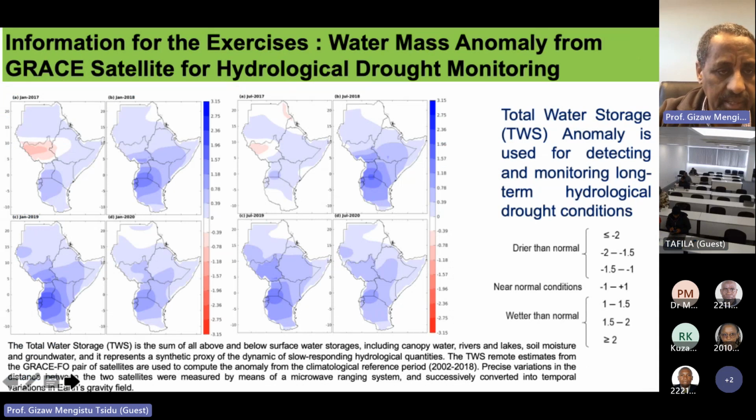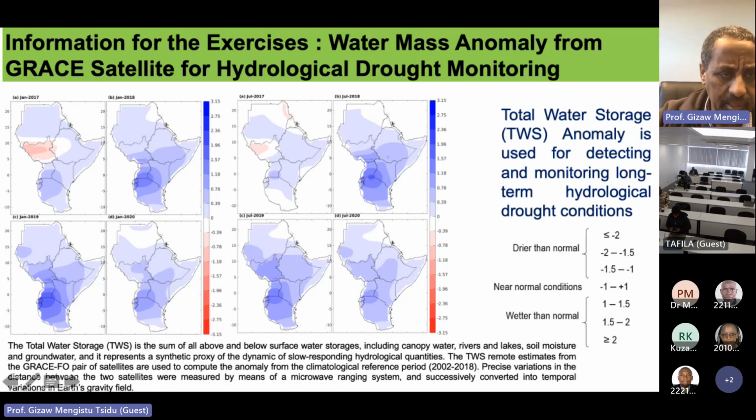This is an example of GRACE total water storage anomaly derived from MODIS. You can see this is basically an index ranging from somewhere -2 to +2. Wetter than normal condition is in this range here, 1 to 1.5 to +2. Normal is between -1 and +1, and drier than normal is shown from -1 to -2 or over -2. So these are an index.